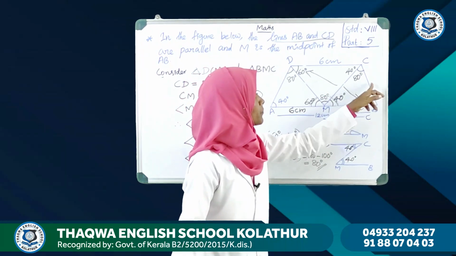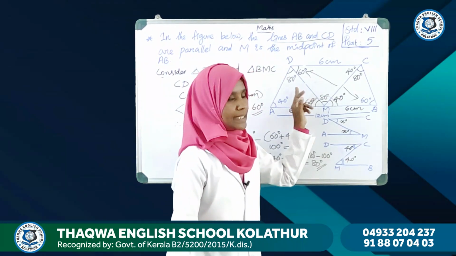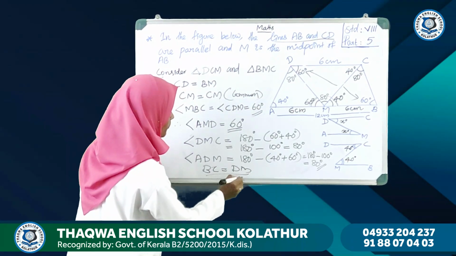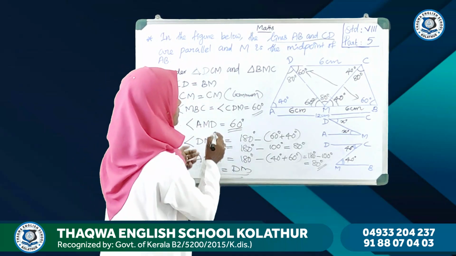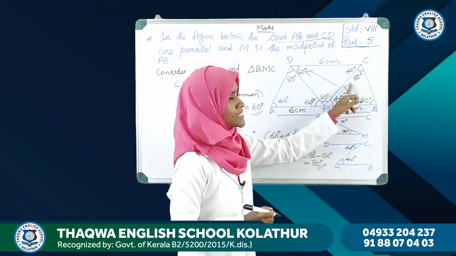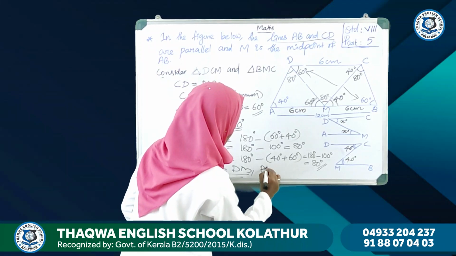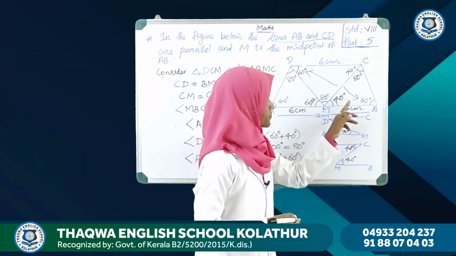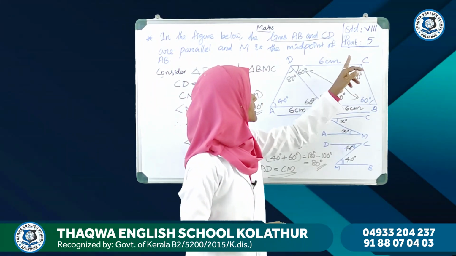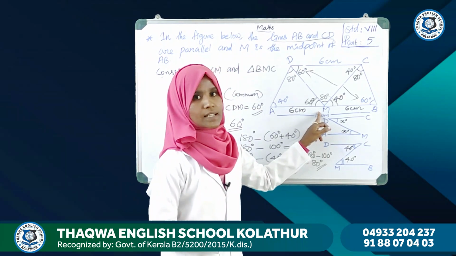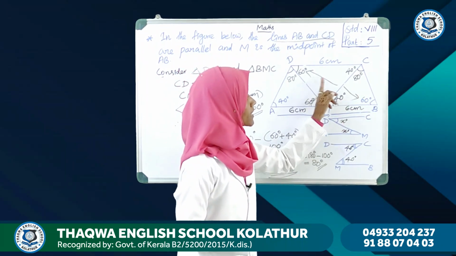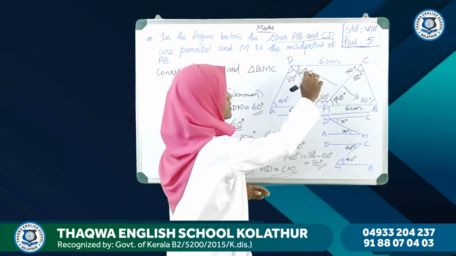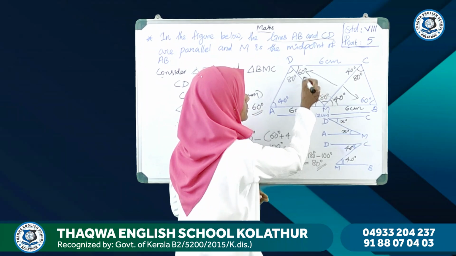What are the third side? Here BC and DM. BC equals DM, and here also AD equals CM. AD equals CM. The next angle MBC equals angle CDM. What is the reason? They are the angles opposite to the side CM. Okay. So angle CDM is 60 degree.